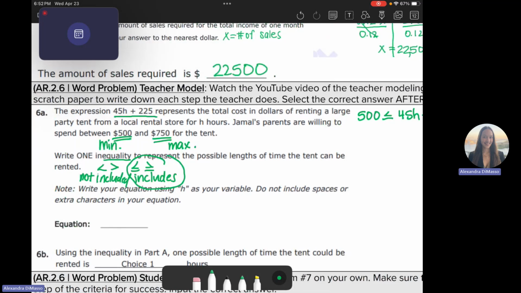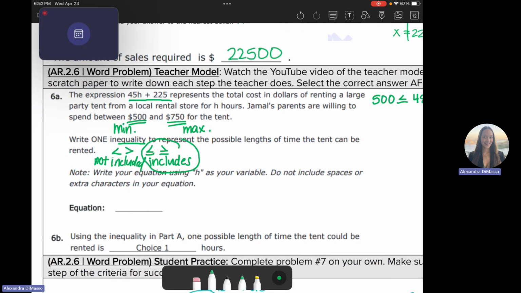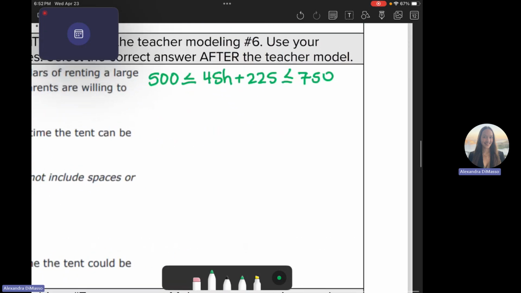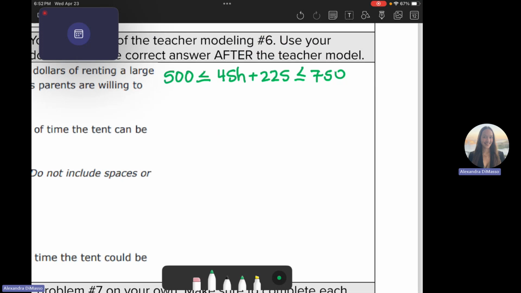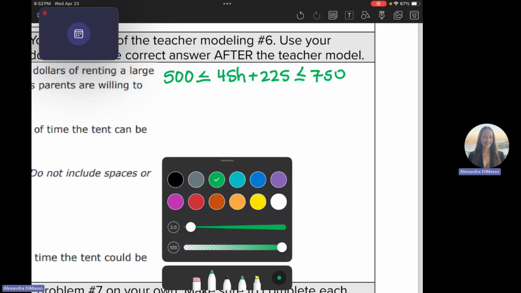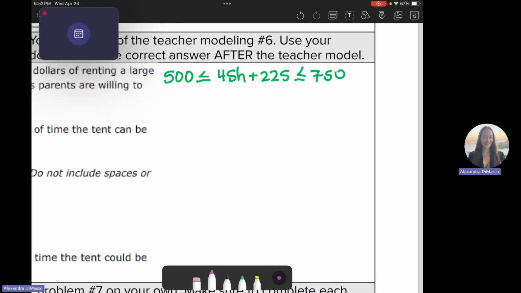Now, the second part of the question asks you, once you use that inequality, give one possible length of time the tent could be rented. So essentially what I need to do now is solve these two problems like it was an algebra expression. I'm going to solve for H, but I'm going to separate the two of these problems so I can solve them individually. So I'm going to start with just this one over here on the left, saying that my number of hours has to be greater than or equal to the 500. So I'm just going to rewrite the equation.